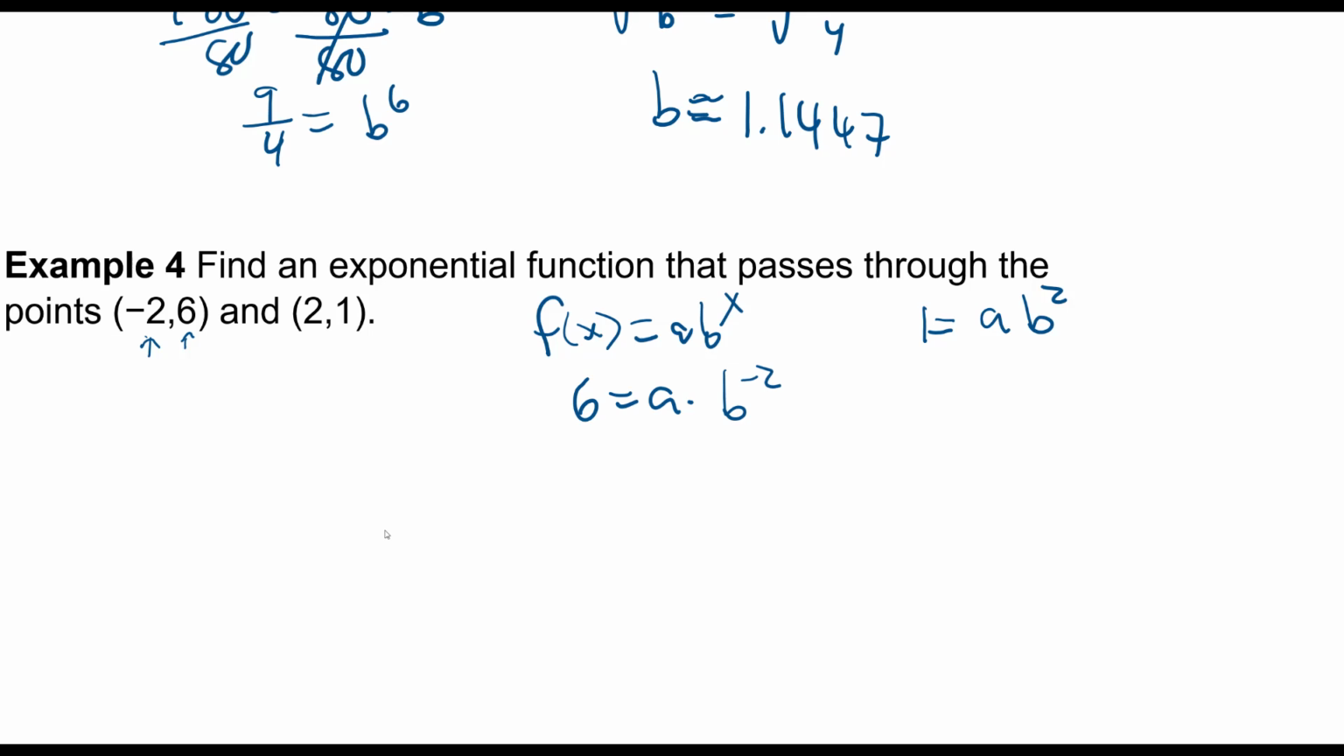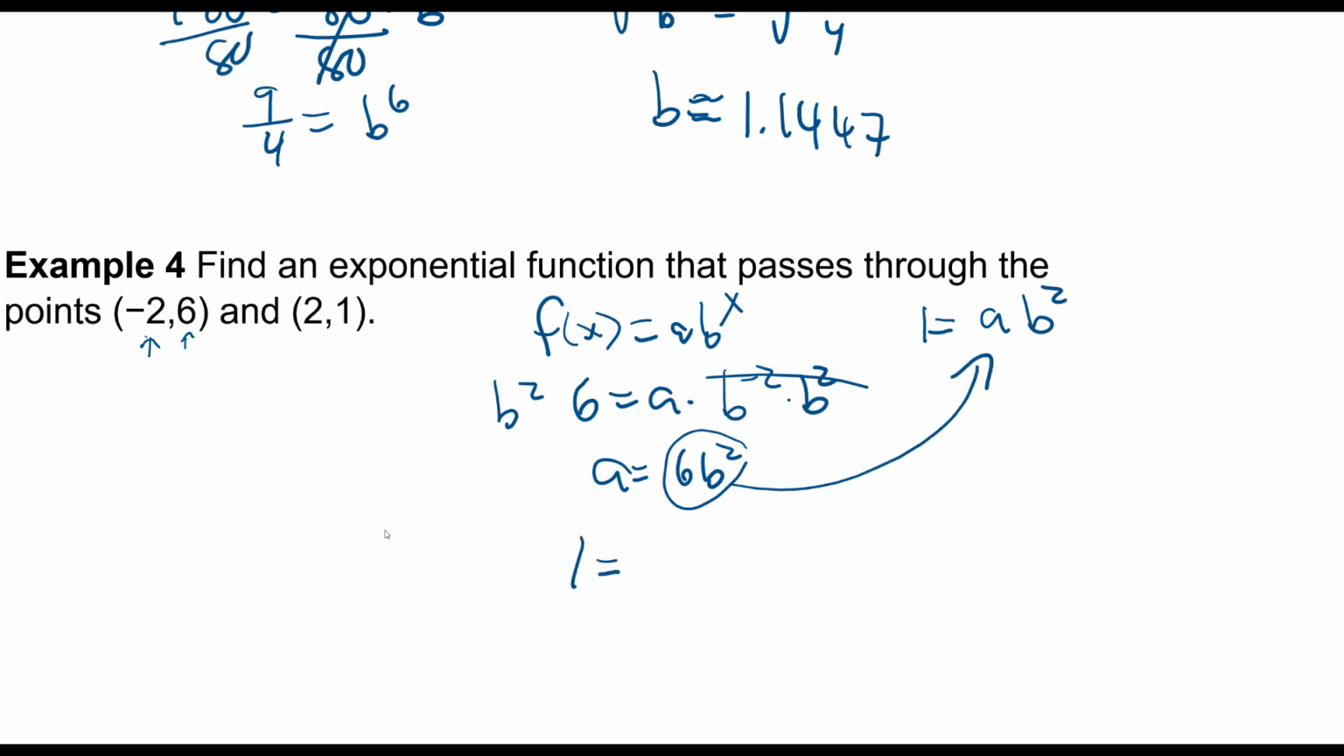So we have to basically solve and substitute. What if we multiplied the first equation by b to the 2 on both sides? That allows this part to cancel, so we'd have a equals 6b squared. Then I can take this expression and put it in place of a in the second equation. So 1 equals 6b squared times b squared, so 1 equals 6b to the 4th power. I can divide both sides by 6, so b to the 4th is 1/6.